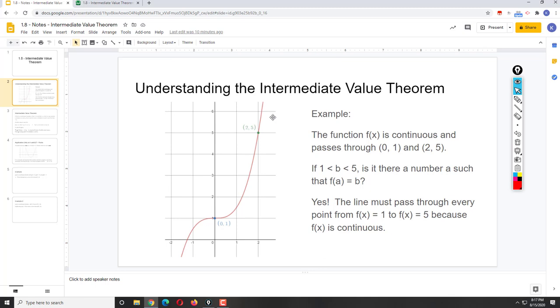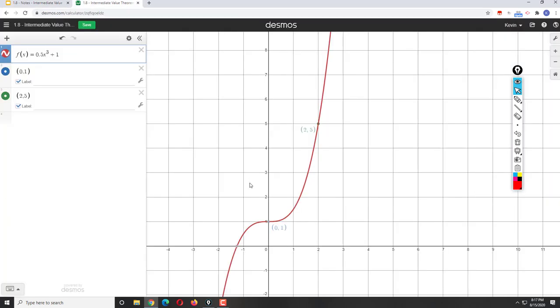So in math, we can say that if b is between 1 and 5, there's always a number a such that f of a is equal to b. Not only that, but we know that a is between 0 and 2. So there's somewhere in this interval. Because this graph goes from (0, 1) to (2, 5), somewhere on this interval, 0 to 2, it must pass through every point from 1 to 5.